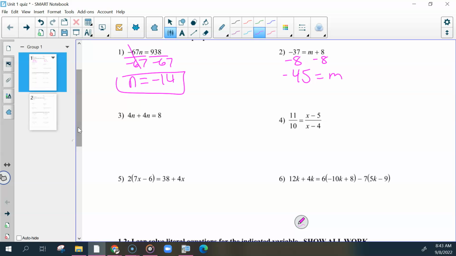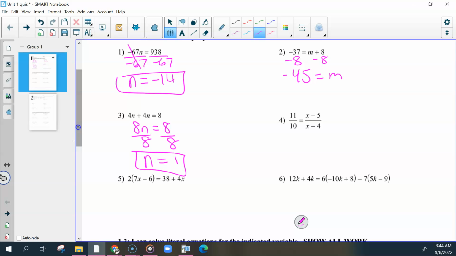For number 3, you should have combined these like terms, doing exactly what it says, 4n plus 4n to get 8n. And then I don't assume anything, so please make sure that you're showing me every step, to include dividing these by 8 to get 1.